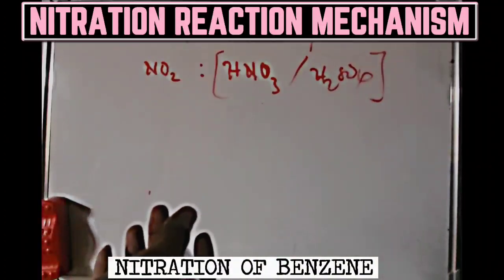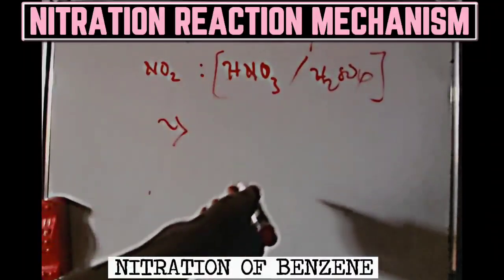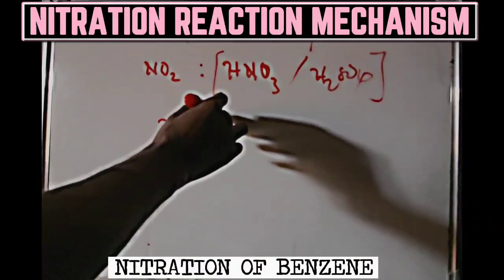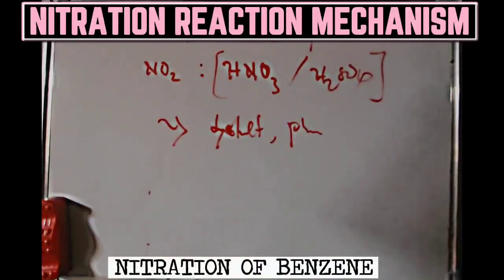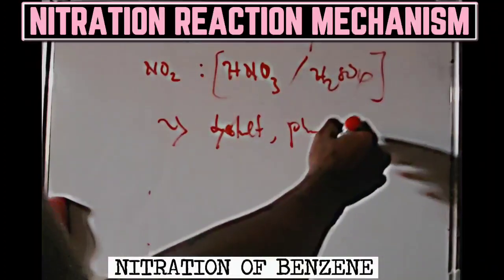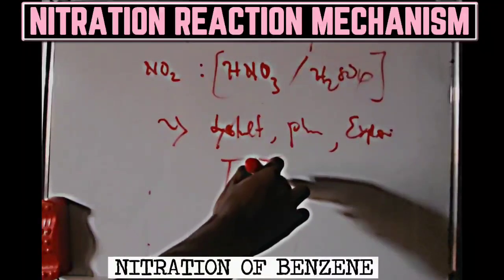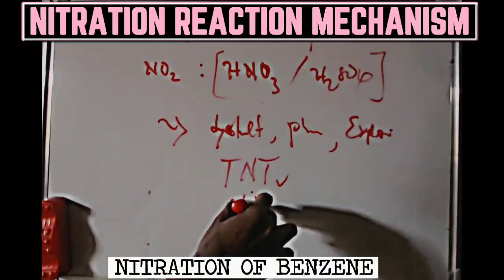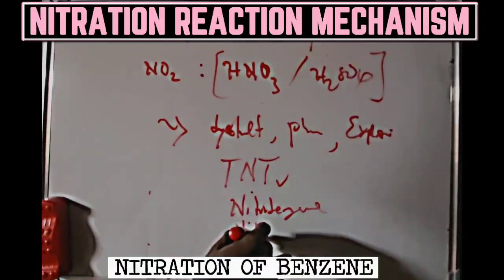So nitration is employed in the chemical industry, as in the making of dye stuff, pharmaceuticals, and so much more. It serves in the making of explosives such as TNT, that's trinitrotoluene. This is an explosive. It's also used in the making of nitrobenzene, and in the making of nitroparaffins, that's alkanes with nitro groups.